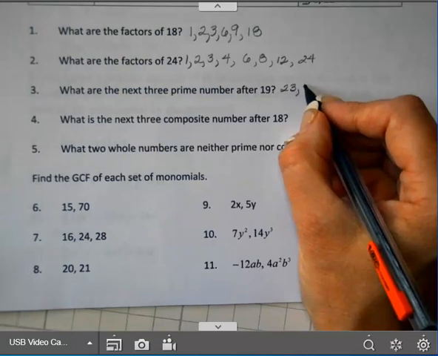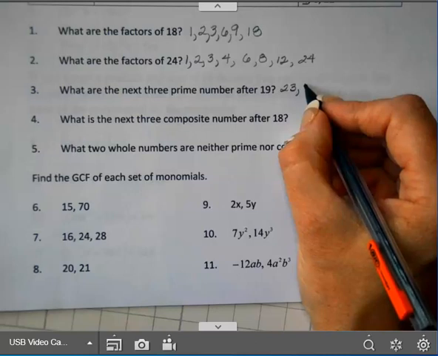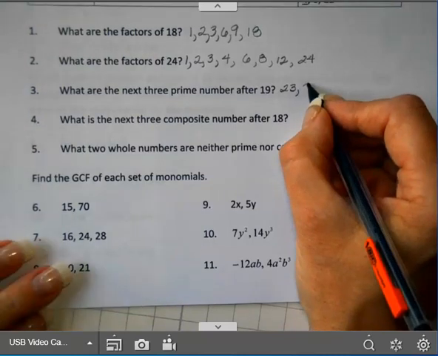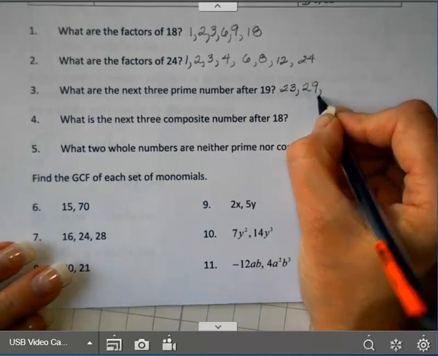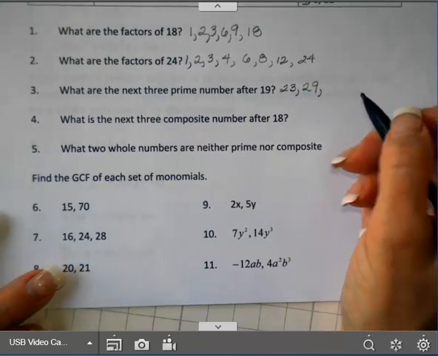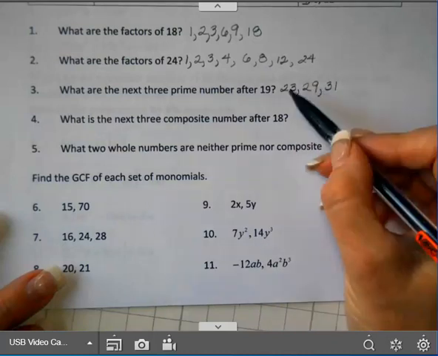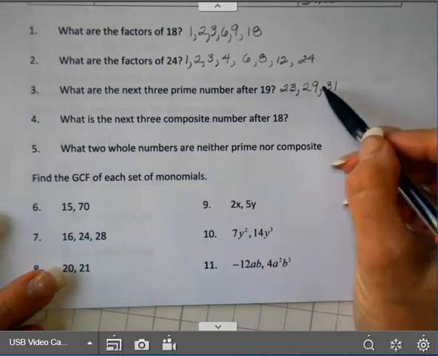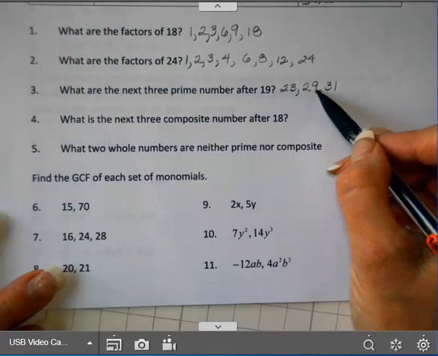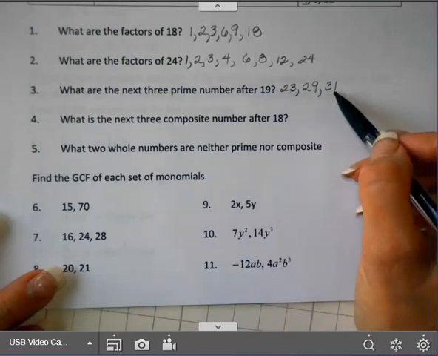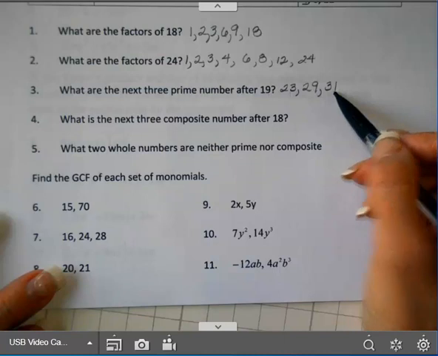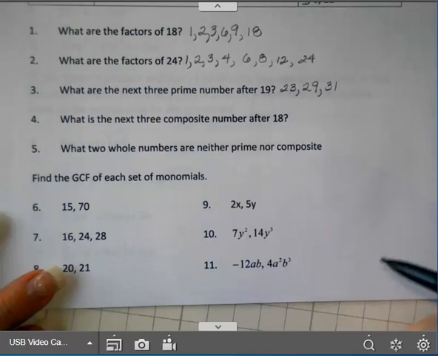27, the 3 goes into 27, so that's an extra one, so that's not going to work. 28 has extra ones. 29 does not. 30 has extra factors. 31 does not. So the only numbers that go into 23 are 1 and 23. The only numbers that go into 29 are 1 and 29. The only numbers that go into 31 are 1 and 31. It has exactly two factors, itself and 1.